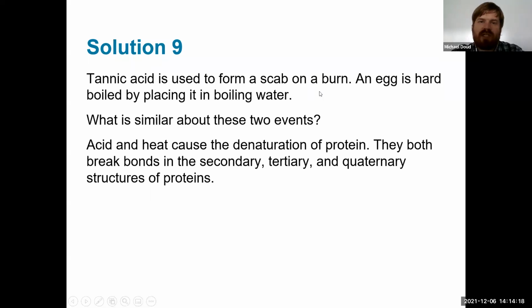Okay, that covers our first discussion of proteins. In the next lecture, we'll talk about enzymes. And from there, we'll move on into nucleic acids.